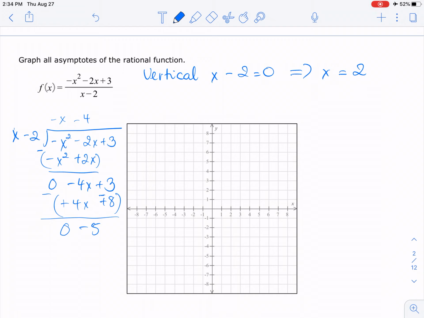Anyway, my only concern is that, and that's going to be the oblique asymptote. Is y equals negative x minus 4. You see it's a linear equation, so it's a straight line. However, it's not horizontal, it's not vertical, it's slant.